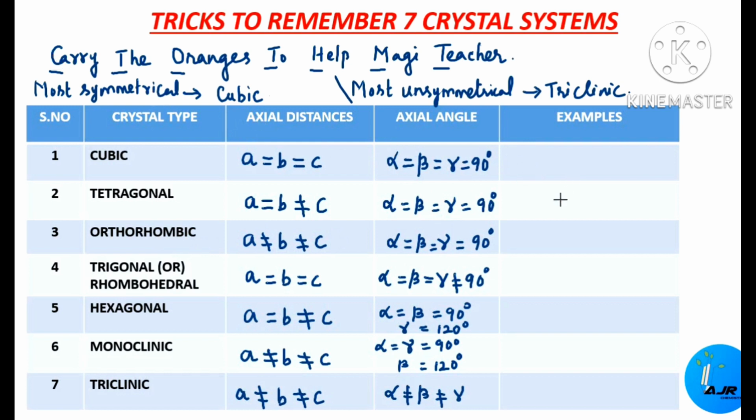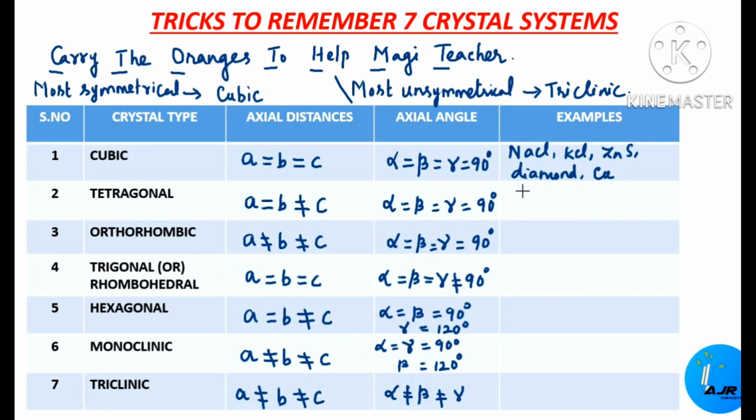The first one is for the cubic. NaCl is an example. KCl. Then zinc blende. What is zinc blende? It is zinc sulfide. Then diamond. Diamond is the main example. Then copper. So they can ask questions like copper belongs to which type of crystal system, or what is the angle in a copper system? Like that the question can come, right.